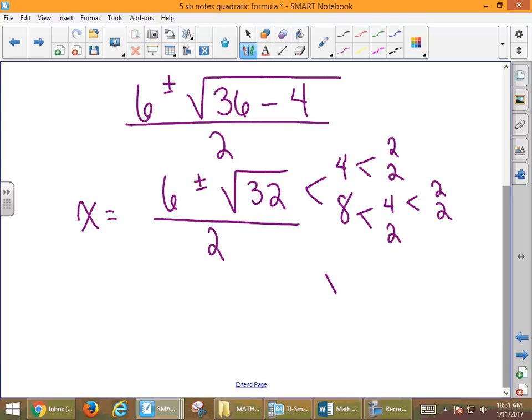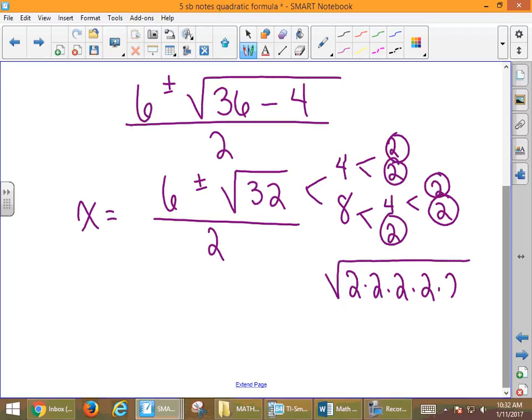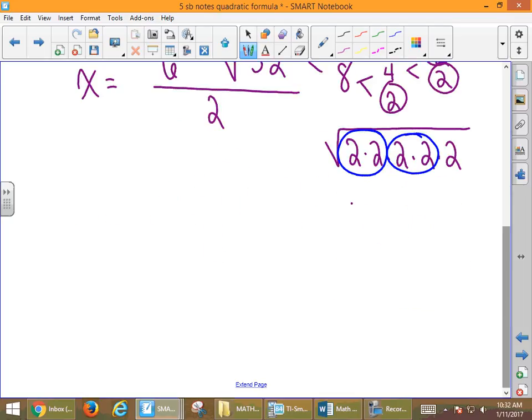So what we have for the 32, we have 1, 2, 3, 4, 5. And what we need are 2 of the same to take out 1. We can take out 1. We've got another 2 2's. We can take out 1. So we're left with 2 times 2. We have a single 2 that's still going to be underneath the radical.